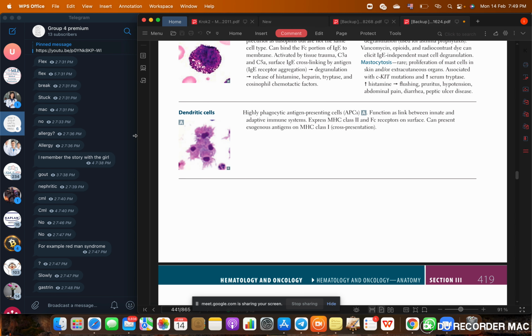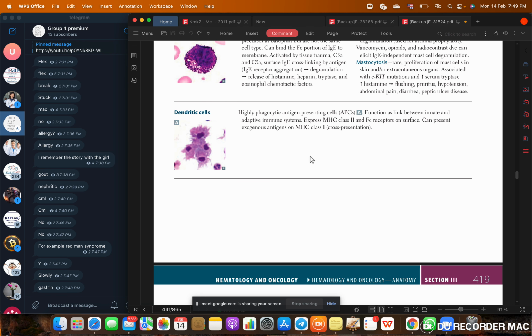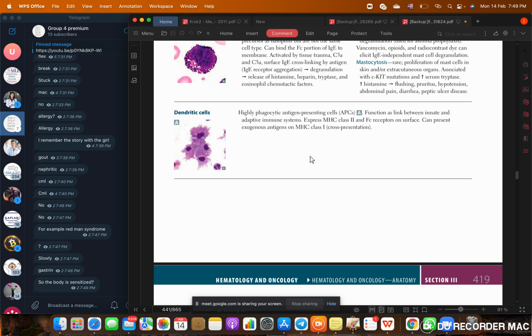So let's keep going. Dendritic cells are highly phagocytic. First of all, they are antigen-presenting cells. Remember, B cells, dendritic cells, macrophages.